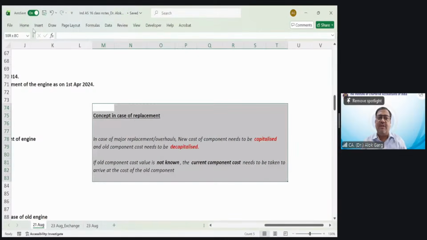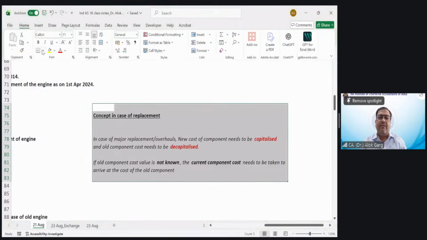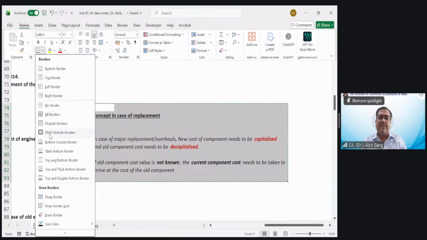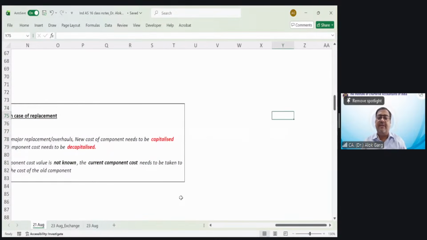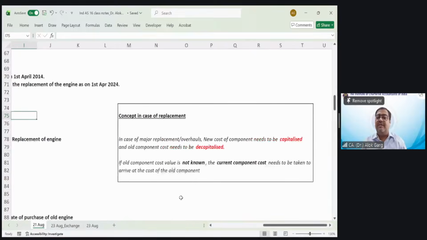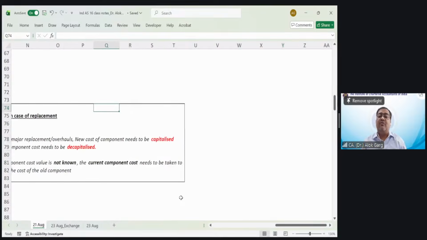Friends, this is what you guys were telling me. आप यही बोल रहे थे ना? This is what you guys were telling me, yes or no? Yeah, Ravinder, you can see, I have also given you the concept in case of replacement in the Excel file. मैंने आपको यहाँ पे concept लिख के दे दिया है और उसको capitalize, decapitalize को आपको red करके भी दे दिया है ताकि याद रहे.